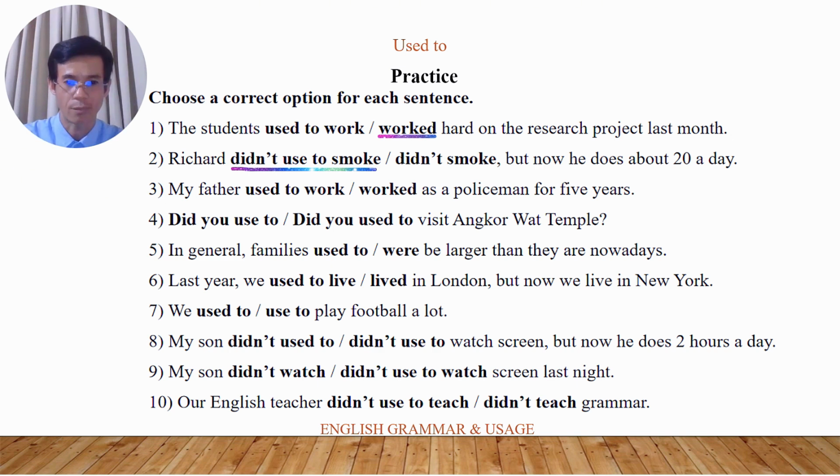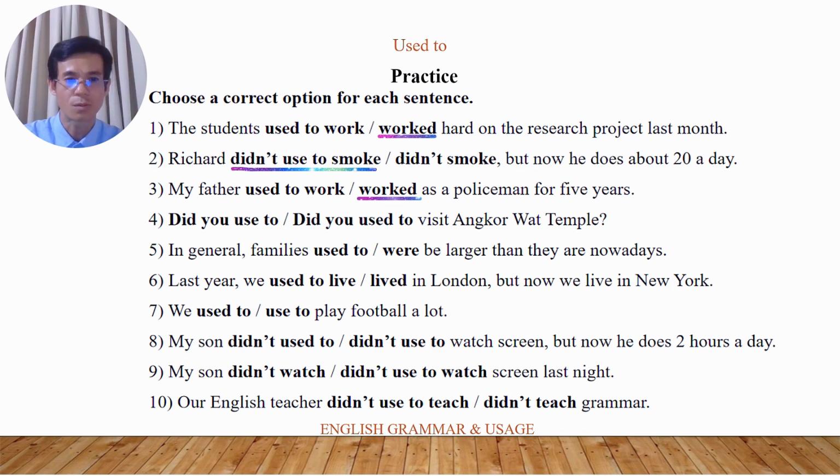Sentence number 3. My father used to work, or my father worked as a policeman for 5 years. The answer is, my father worked as a policeman for 5 years. We use past simple because this sentence talks about a period of time.